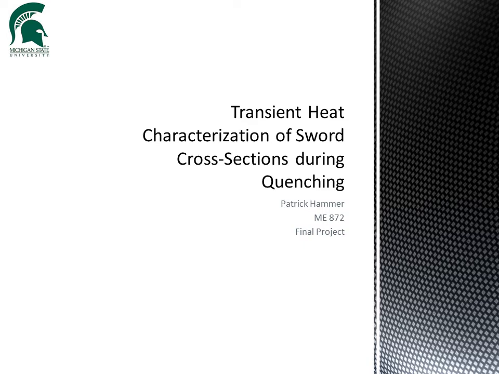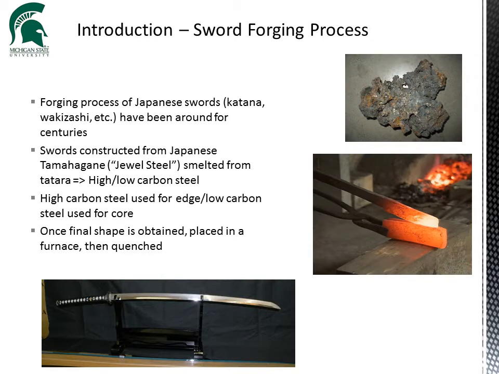I'm going to be talking about the transient heat characterization of sword cross-sections during quenching. Japanese sword making has been around for centuries, in which high and low carbon steel is used for the sword. When the final shape is obtained during the forging process, it is heated in a furnace and then quenched.